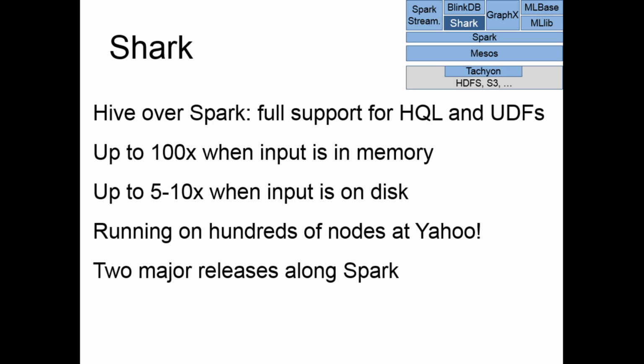If the data is in memory, it can be up to 100 times faster. And even if the data is on disk, it will be between 5 and 10 times faster because we use column-oriented storage and many other efficiency improvements in the scheduling and in the data communication that we made in Spark. It's running today on hundreds of nodes at Yahoo and many other companies. And there have been two major releases along with Spark since the last AMPCamp.